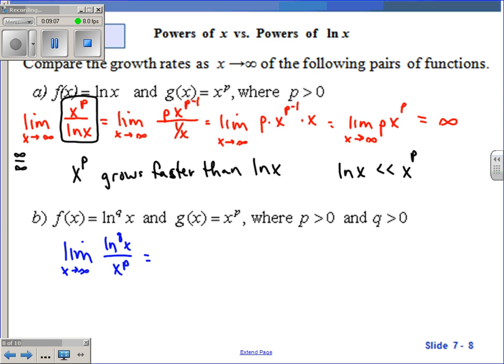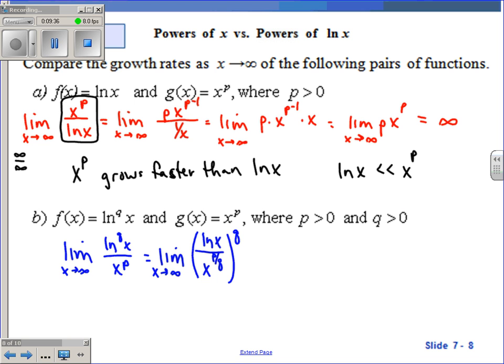Now, I have a q power of natural log on the top. So what I'm going to do is rewrite this. I'm going to make this to the qth power so that I have natural log of x on the top. And now the bottom, remember your rule for exponents: if you have x to a power to another power, you multiply the exponents. So this will be x to the p over q. So just algebraically, those are equivalent.